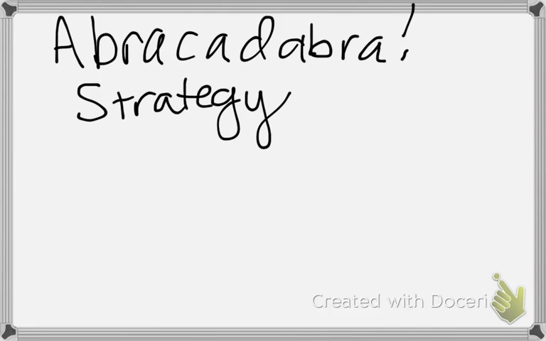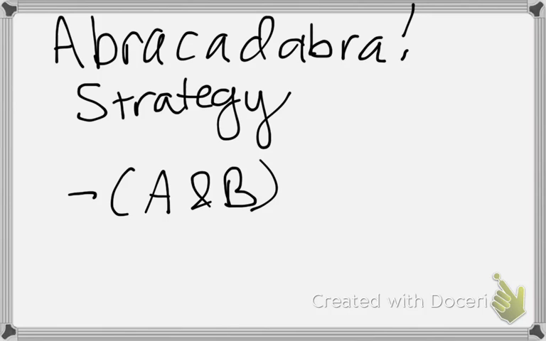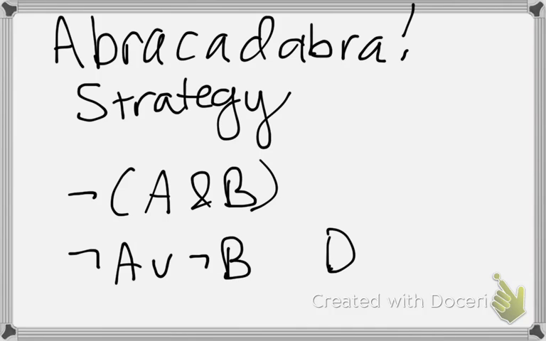This lecture will explain the Abracadabra strategy, which is one that I use all the time. So basically what the Abracadabra strategy says is, don't like that formula? So if you've got "it's false that A and B," and you don't like that formula, then use the rules of replacement, the two-way rules, to turn it into something you like better. Not A or not B. Da-da-da! By De Morgan's. So I use this all the time on my premises.